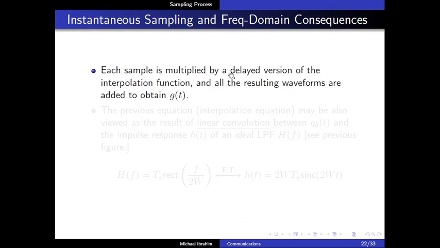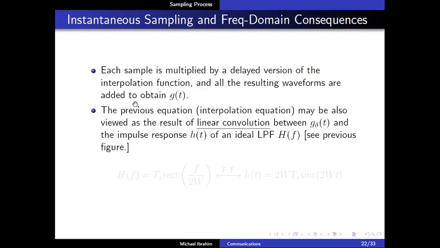So now each sample is multiplied by a delayed or shifted version of the interpolation function, the sinc function, and all the resulting waveforms are added together. The previous equation can be seen as a linear convolution between the discrete time signal g delta of t and the impulse response of the low pass filter h of t.